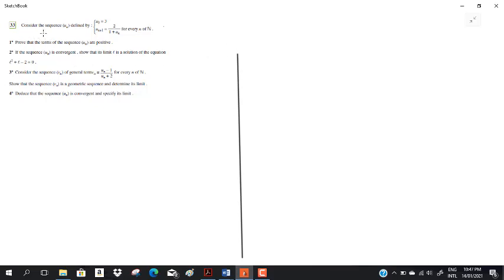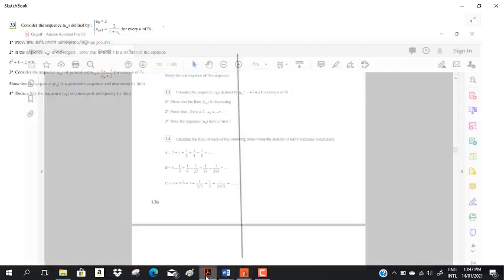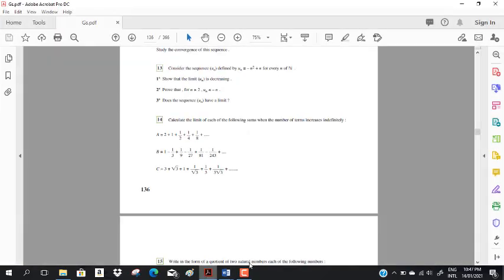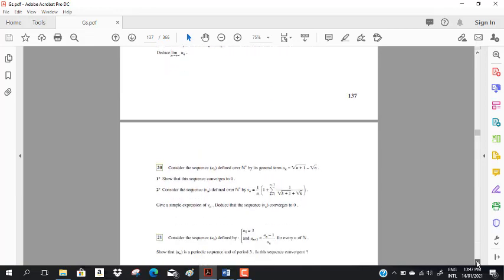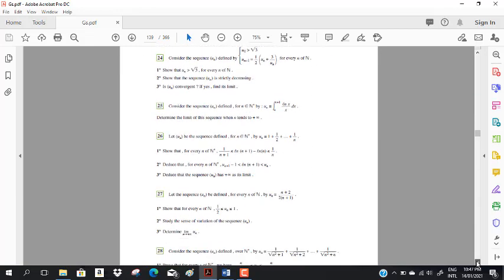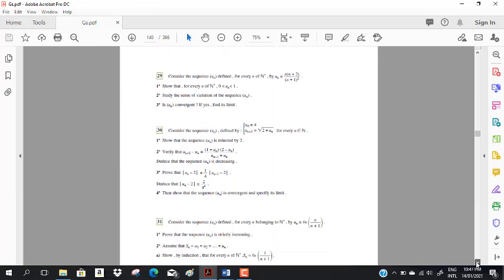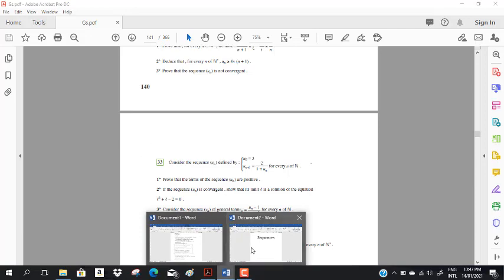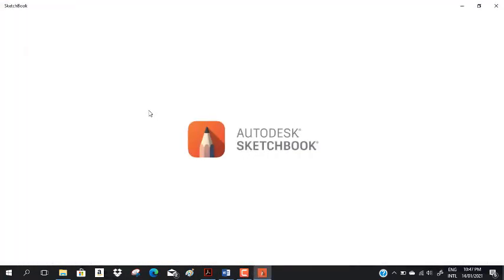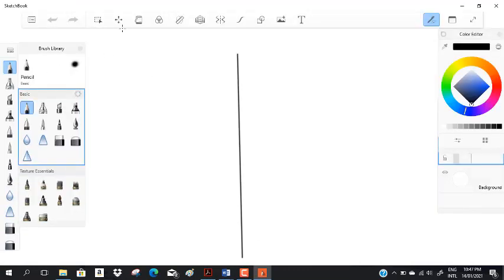First exercise is number 33, page 141. Again, it's number 33, page 141.